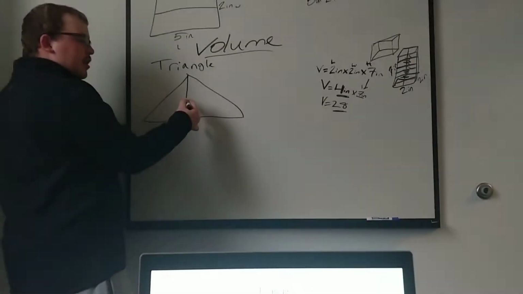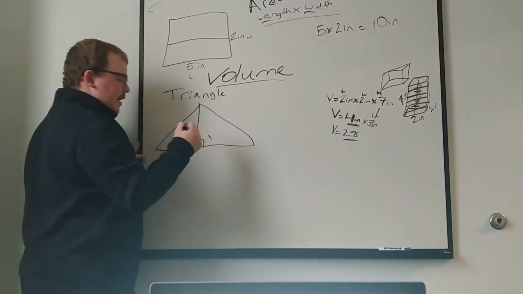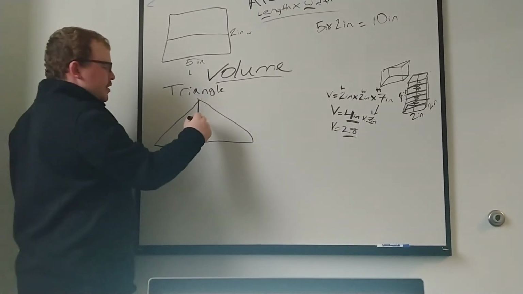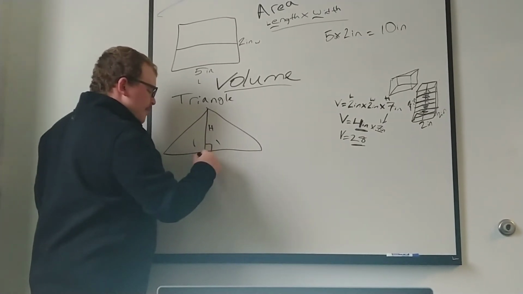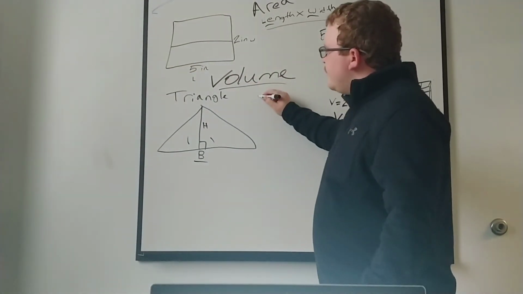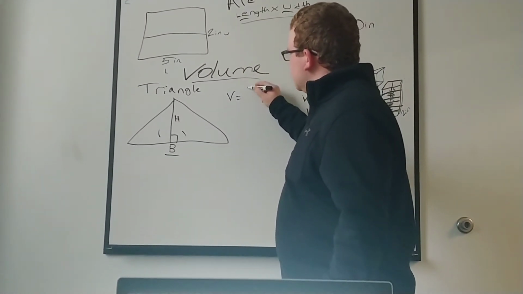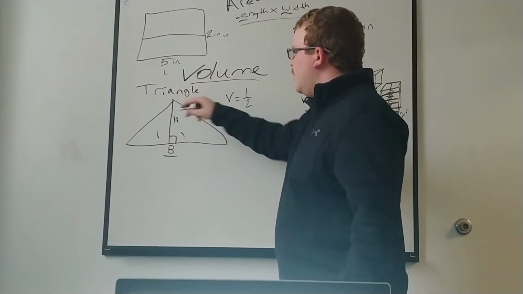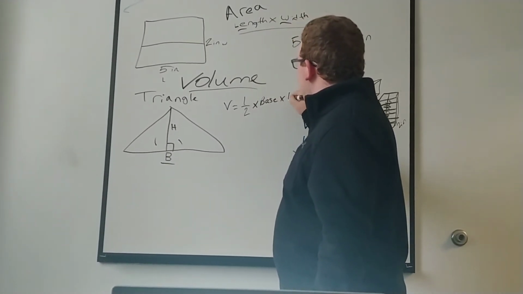This right here is our right angle, okay? So we have a right angle right here. So this is how tall this triangle is. So this is our height. And down here, this is our base. Instead of length, it's our base, okay? So the formula for volume in a triangle would be volume equals 1/2, since we're just doing one side altogether, times base times height.